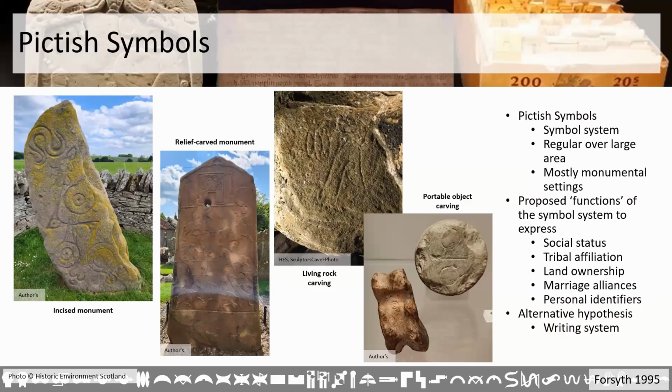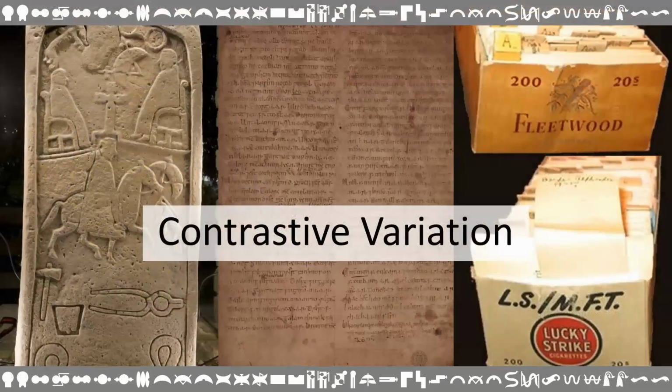In terms of the function, there's been a lot of claims about what they were for. So some people have said that they indicate social status, tribal affiliation, marriage alliances. In the 90s and onwards, people have started to claim that Pictish symbols are a narrowly defined writing system. This is the hypothesis that I don't really have a lot of time to justify today, but I've got a wee extra slide at the end if you're interested.